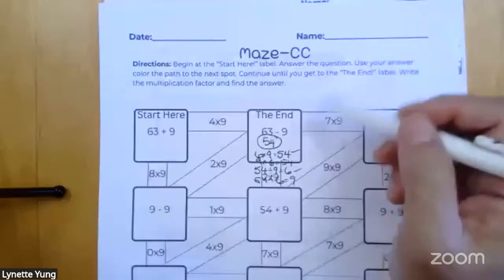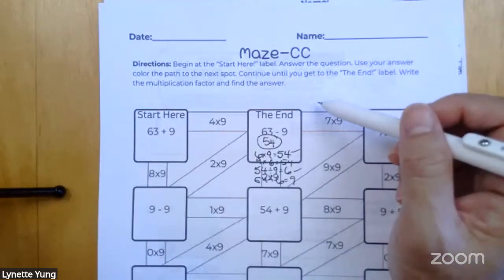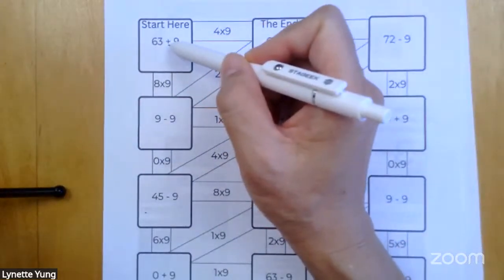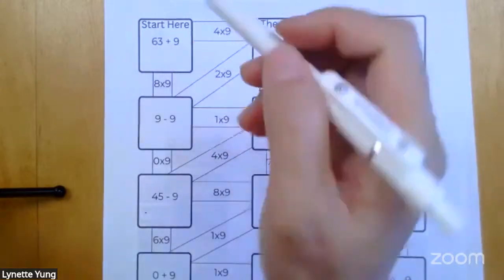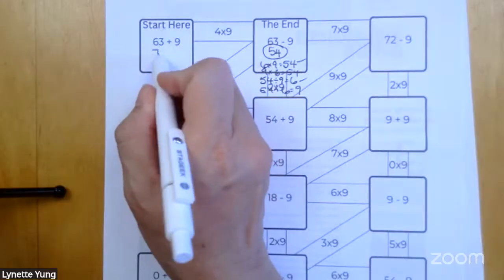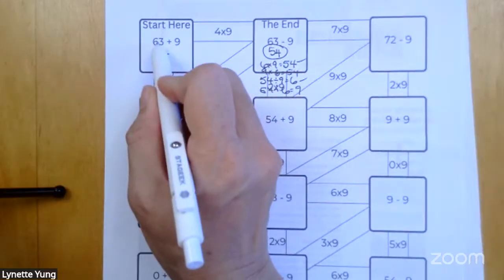Okay, can you go back up to the top of the page? Okay, so begin at the start. This is not it. It'd be something like answer the question. So we know what this is. 63 plus 9 is what? 72. So answer the question.